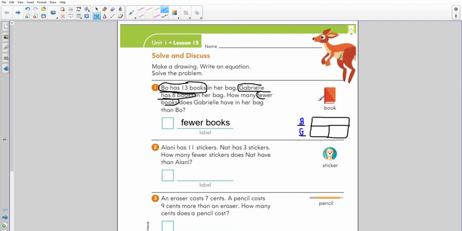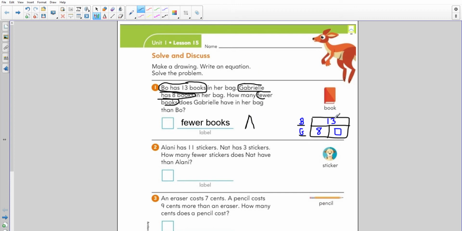Then I go back and ask these questions. Do I know how many Bo has? You're right, 13 books. That goes right up here next to Bo. Then I ask, do I know how many Gabrielle has? You're right, we do know. And that's 8 books. So our missing number, of course, is this one over here, which is the one we'd be looking for. So I'm going to go ahead and create my handy dandy math mountain.